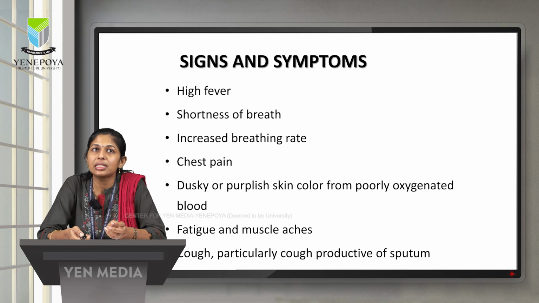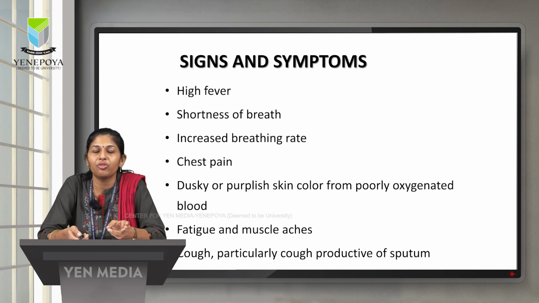Now we are going to discuss the signs and symptoms of pneumonia. All these are the signs and symptoms of pneumonia. There will be high fever, shortness of breath or dyspnea, and an increased breathing rate. Then chest pain will be there, and dusky or purplish skin color, or you can call it cyanosis, that is from poorly oxygenated blood. Then there will be fatigue and muscle aches. Then cough will be there.